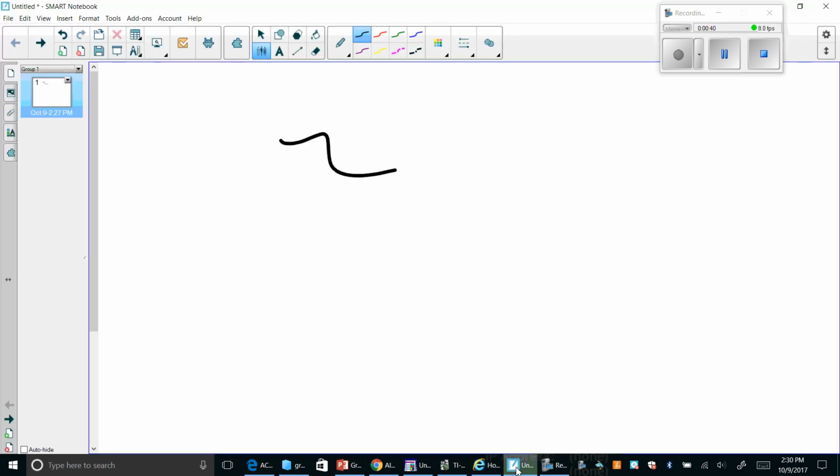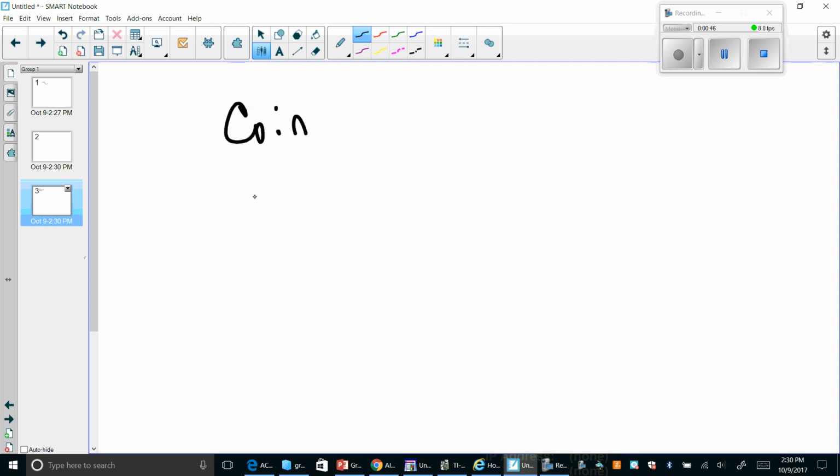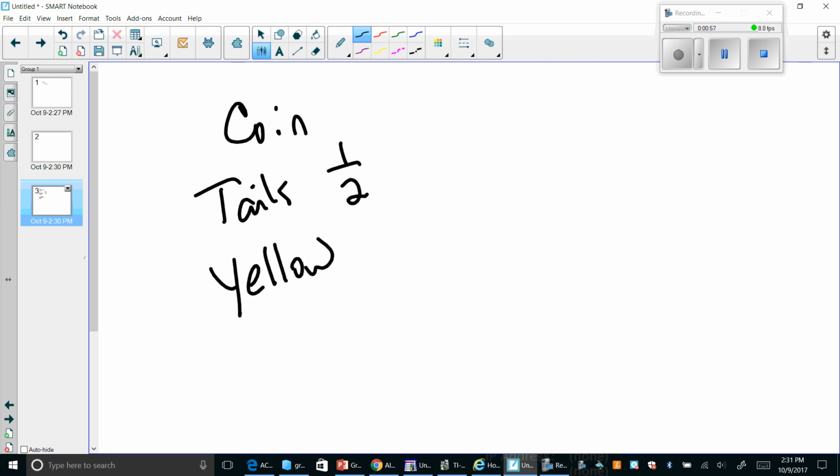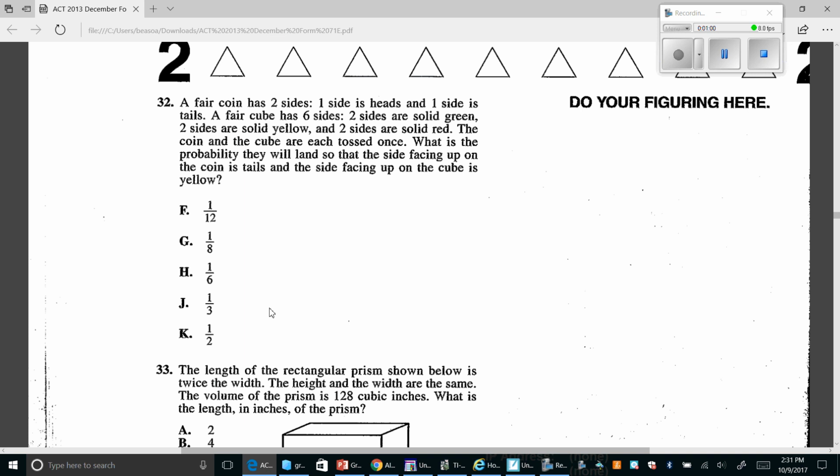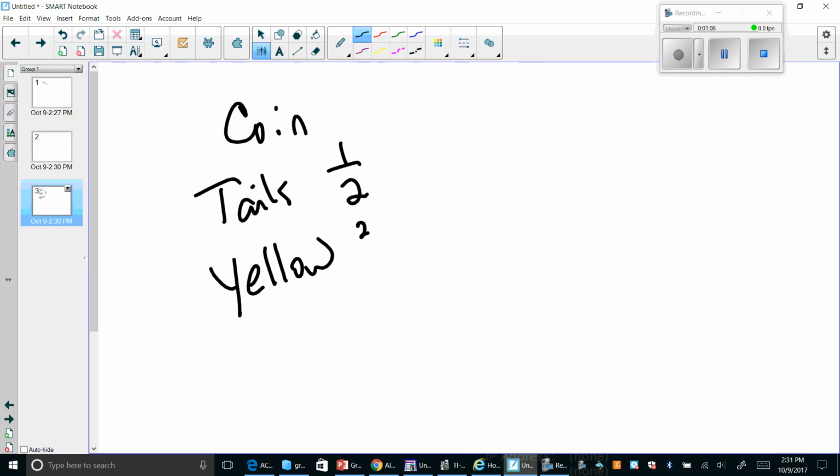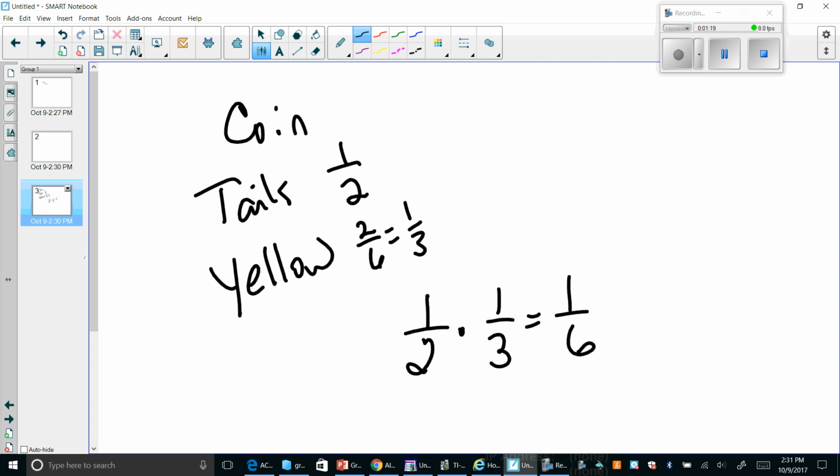All right, so if we look at the coin, getting tails, since there's a heads and a tails, I have a 1/2 chance of getting tails. And then for the yellow, look over here at the example again, it says 2 are yellow out of the 6 sides. So I have a 2/6 or 1/3 chance of getting yellow. The chance that I'll get tails and yellow is you multiply your probabilities. 1/2 times 1/3, your chance is 1/6.